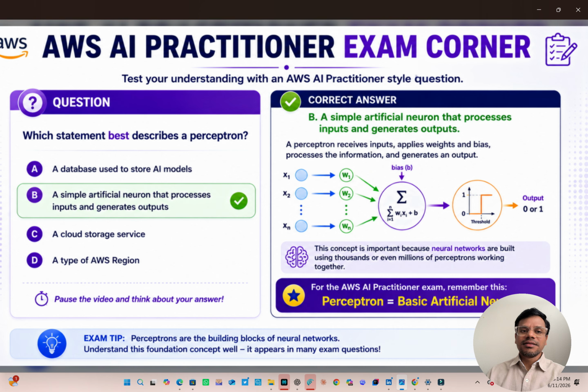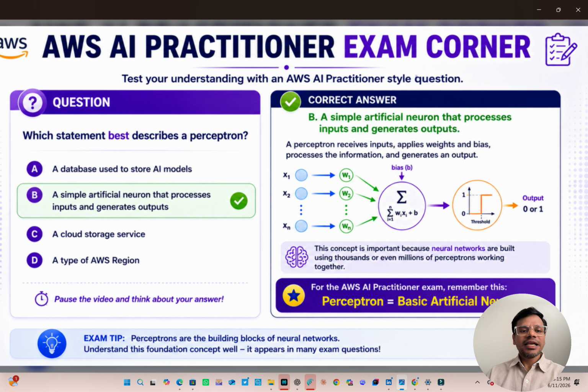Let's eliminate the answers one by one. A is talking about storage. The perceptron is not about storage, so we can eliminate A. C also is about cloud storage, right? And D is talking about a region. So A, C, and D are not relevant here. Basically, answer B is correct. A perceptron receives inputs, applies weights and bias, processes information, and produces an output. That's what we call a perceptron. So answer B is right.